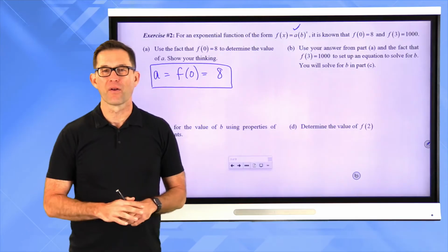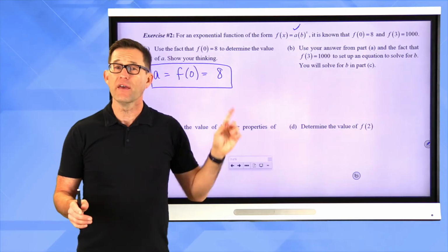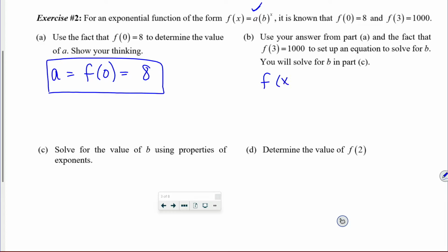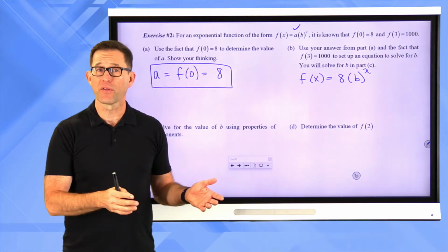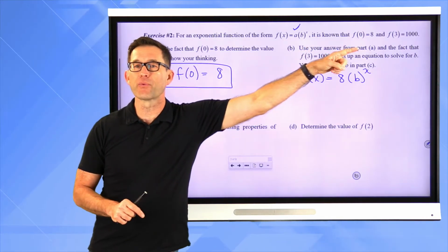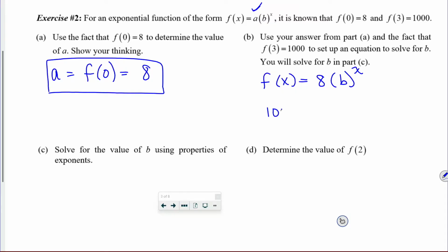Whenever we have a mathematical model that has parameters like A and B or M and B or what have you, right? If we know one of them, it's wise to substitute it in. So right now, our model is f of x equals 8 times b to the x. So I know my A, it's equal to 8, it's part of the puzzle, I put it in, right? What I don't know is b, but I do know that f of 3 is equal to 1,000. Because of that, what I can now do is I can put in 1,000 for f of x. I still have 8 there. I don't know what b is, but I know that x is 3.